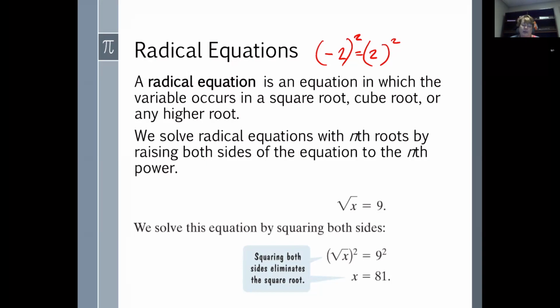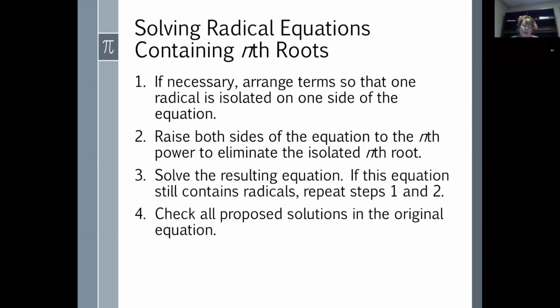All right, let's look at a couple of examples. To solve a radical equation, if necessary, you need to rearrange things so that you get the radical isolated on one side of the equation. You want the radical isolated because you want to be able to square both sides or cube both sides if it's a cube root. Then you're going to raise both sides to that root. If it's a square root, you're going to square both sides. A cube root, you're going to cube both sides. Fourth root, you're going to raise both sides to the 4th power, etc.